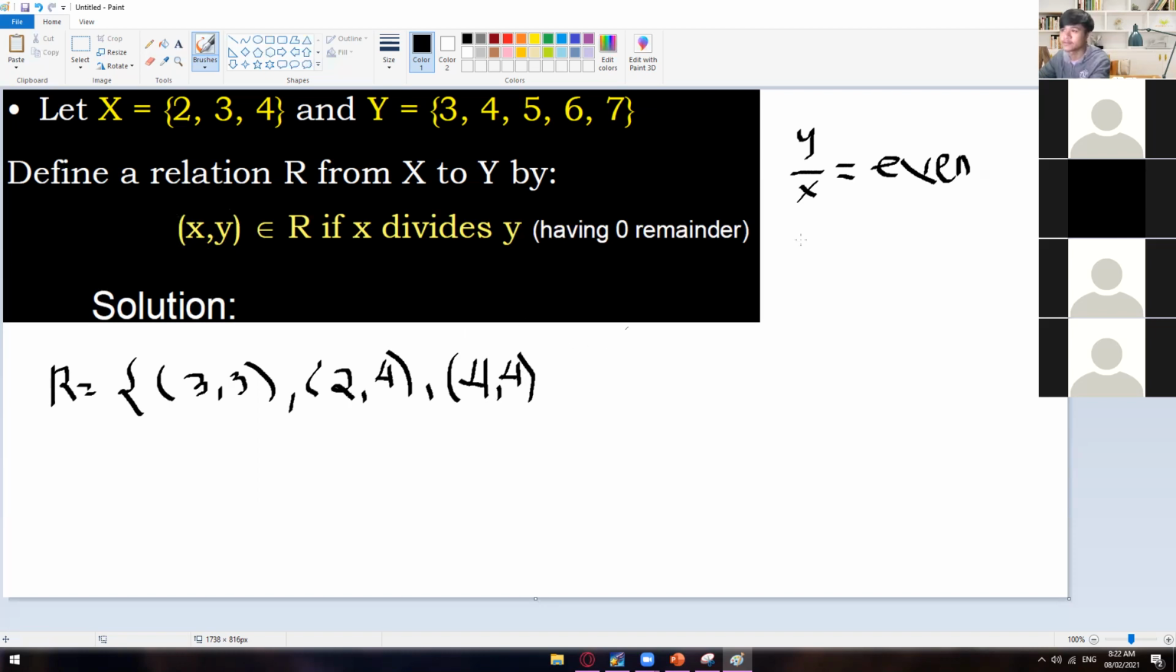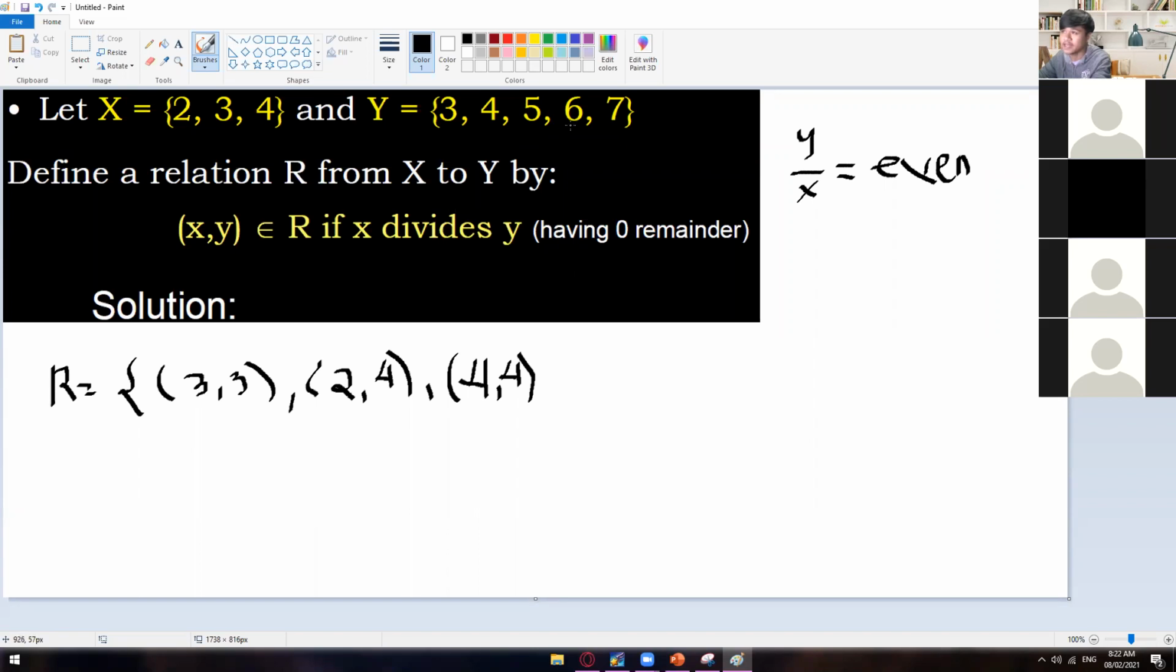But when it comes to the second condition, we have to follow this format: Y divided by X. So how about 5 divided by 2, 5 divided by 3, and then 5 divided by 4? Is there an element or coordinates wherein it's equal to even or having a remainder of 0? None, sir. None, right?